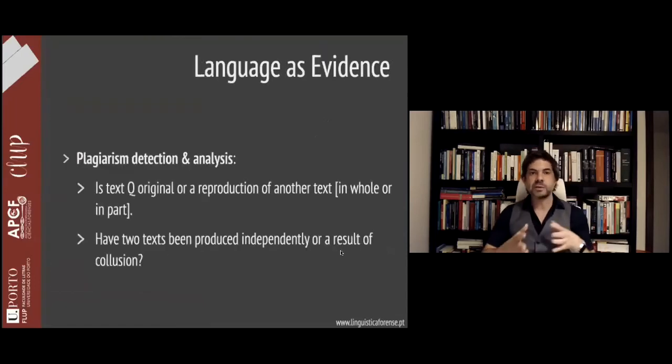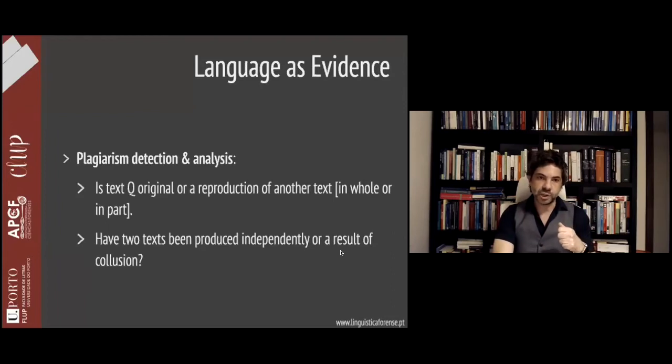One of the things we also do when we work with forensic linguistics as evidence is plagiarism detection and analysis. In this case, we try to see if a questioned text is an original or a reproduction of another text in whole or in part, or whether two texts have been produced independently, or if they are a result of collusion, where two people have worked together to produce a joint piece of work where it's supposed to be original.